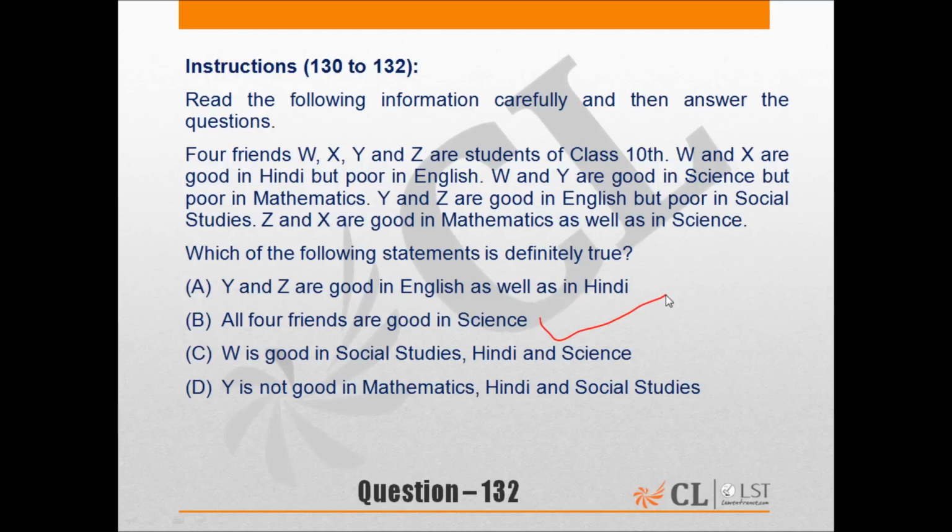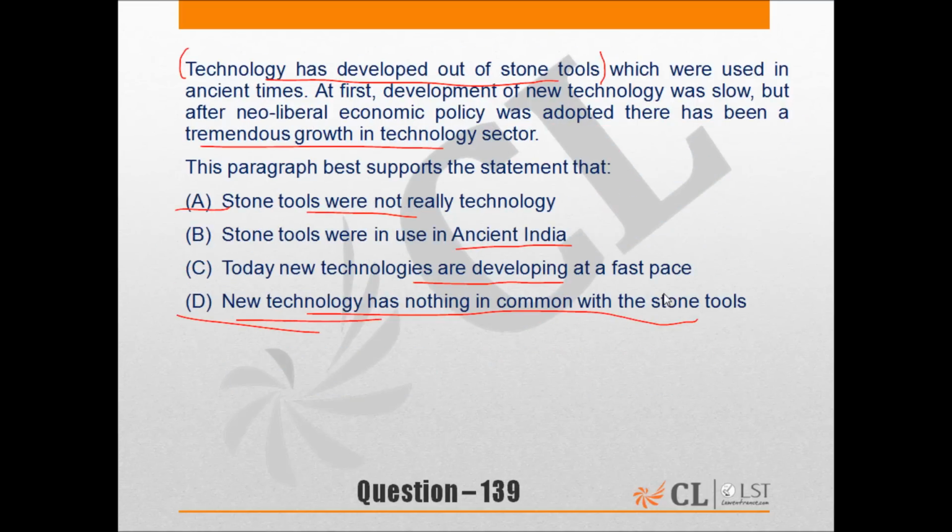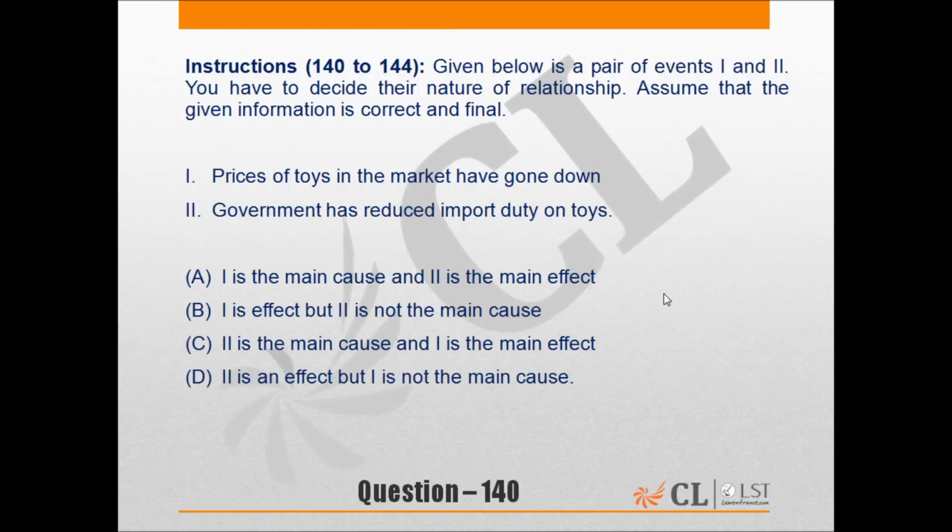Now, questions 140 to 144. 5 questions here. For these questions, we are given two statements. We need to identify which of them is the cause, which of them is the effect. Are they independent causes or independent effects, etc. For these questions, we have to look at the normal course of events. Here, for example, the given statements talk about the price of toys going down. Government has reduced import duty on toys. If I compare these two statements, if government reduces import duty on toys, then certainly this will lead to lower prices for toys. So 2 will be the cause and 1 will be the effect in the normal course of events.